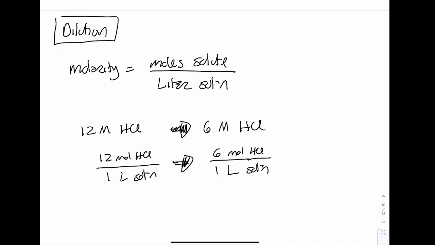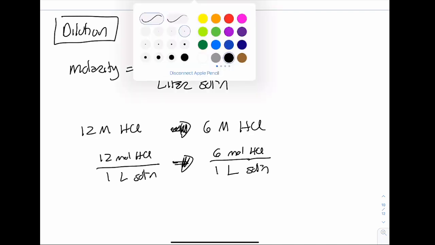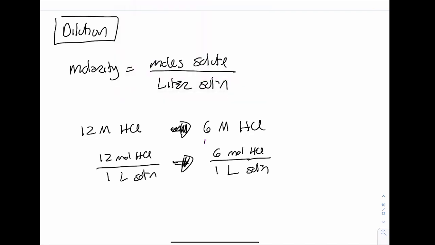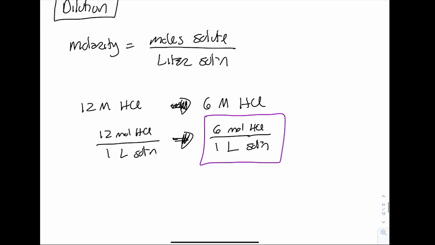So the number of moles of our solute that we have in our diluted and our undiluted solution is actually the same. What we do to achieve this new number is we add solvent, so the volume of our solution is going to get bigger. So what we actually do is take your 12 moles, and since it's half the amount, we would want to have twice the volume, so I would divide it by 2 liters, and that's going to give me that 6 molar solution. That's how we're going to achieve this.